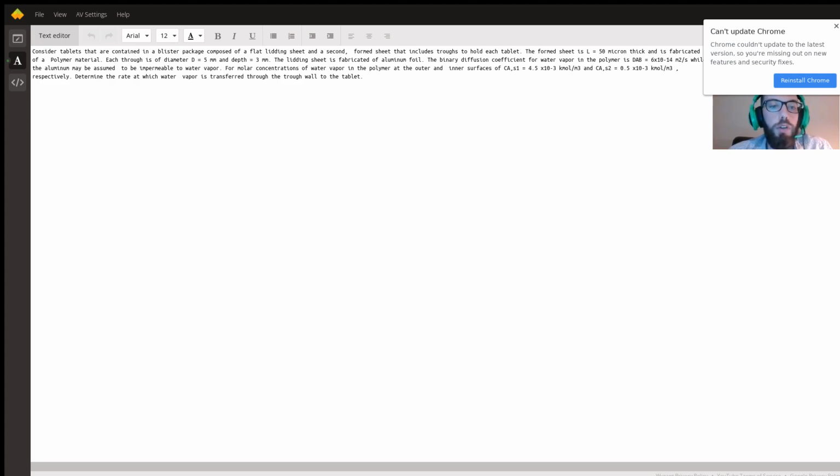The binary diffusion coefficient for water vapor in the polymer is 6 times 10 to the negative 14 meters squared per second, while the aluminum may be assumed to be impermeable to water vapor. The molar concentrations of water vapor in the polymer at the outer and inner surfaces are given, respectively, and determine the rate at which water vapor is transferred through the trough wall to the tablet.